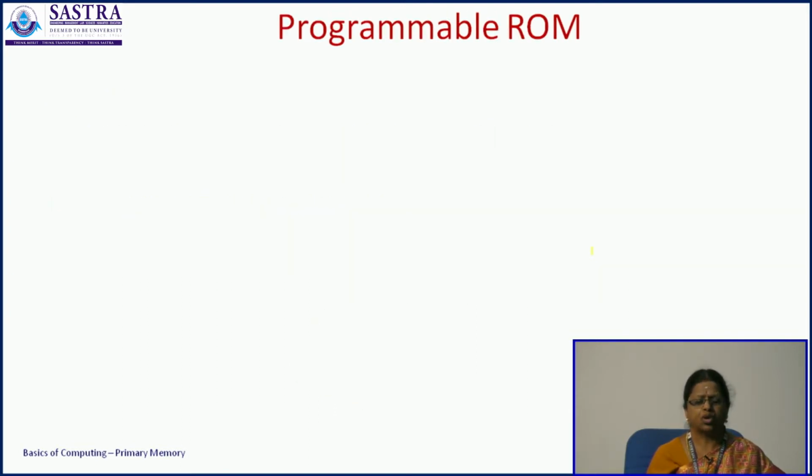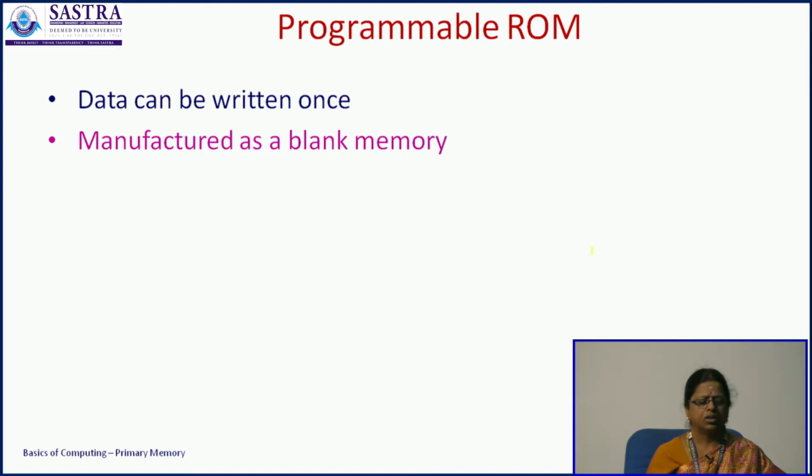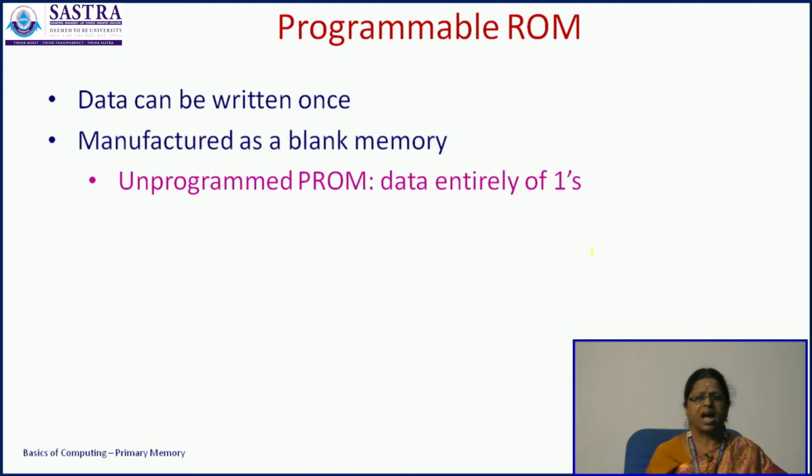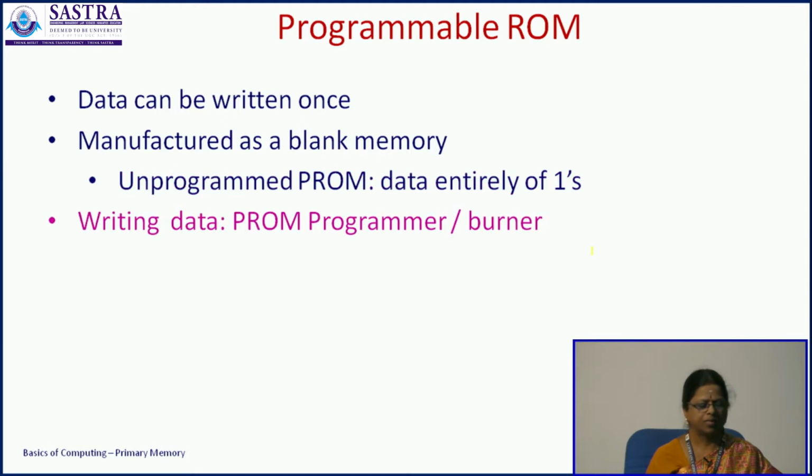The next type is programmable ROM. Data can be written only once, but in this case the user can write it. It is not done by the manufacturer. So it is manufactured as a blank memory. The unprogrammed ROM contains data that is entirely ones. We can write data onto this programmable ROM using a programmer or a PROM burner.